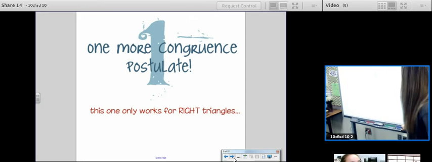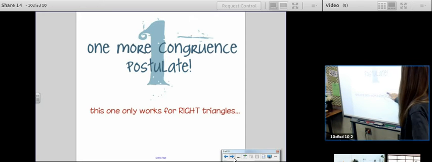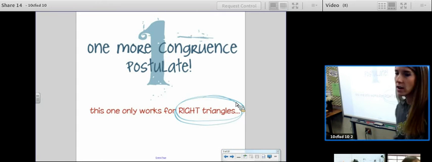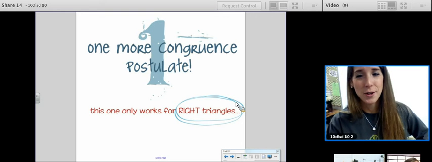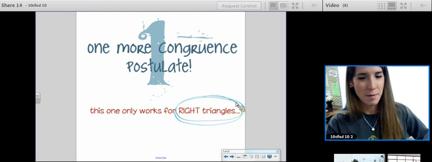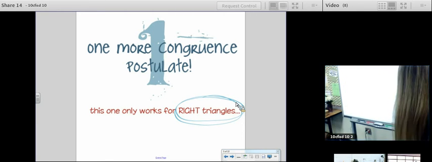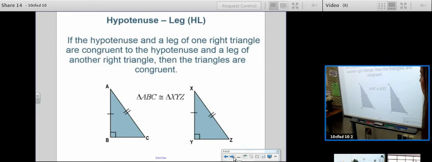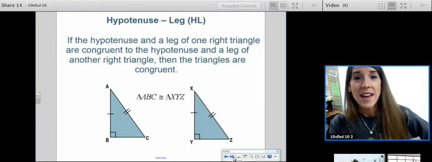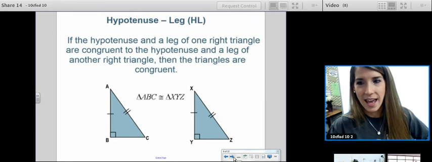So make a note in your notes that the next one we're going to learn only works for right triangles. Don't try to use this on any other triangle, but you won't, because you'll hear the name of it and you won't try to use it on any other triangle. Here is your final congruence theorem. It's called hypotenuse-leg. Say that out loud, hypotenuse-leg.